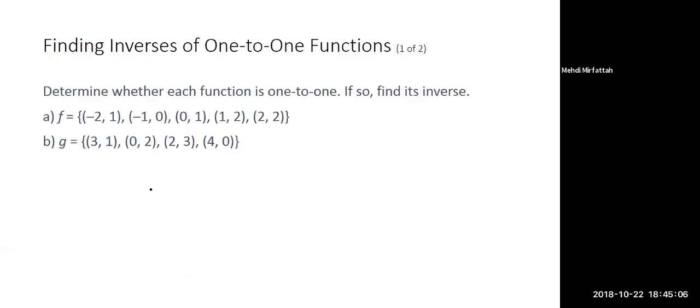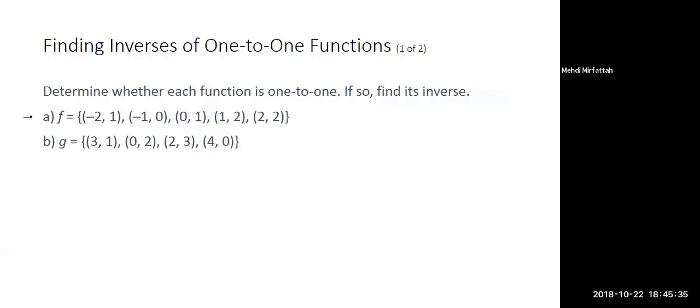So we have this example here. We don't have an equation, we don't have a graph, but we have a bunch of ordered pairs that represent these functions. If f has these ordered pairs: (-2, 1), (-1, 0), (0, 1), (1, 2), (2, 2), we want to determine whether each function is a one-to-one function. If it is one-to-one, then we're going to find its inverse.